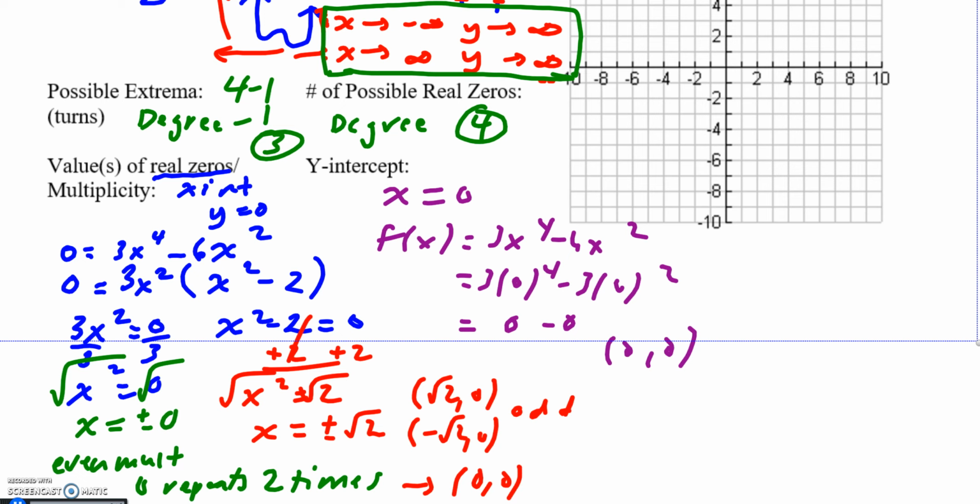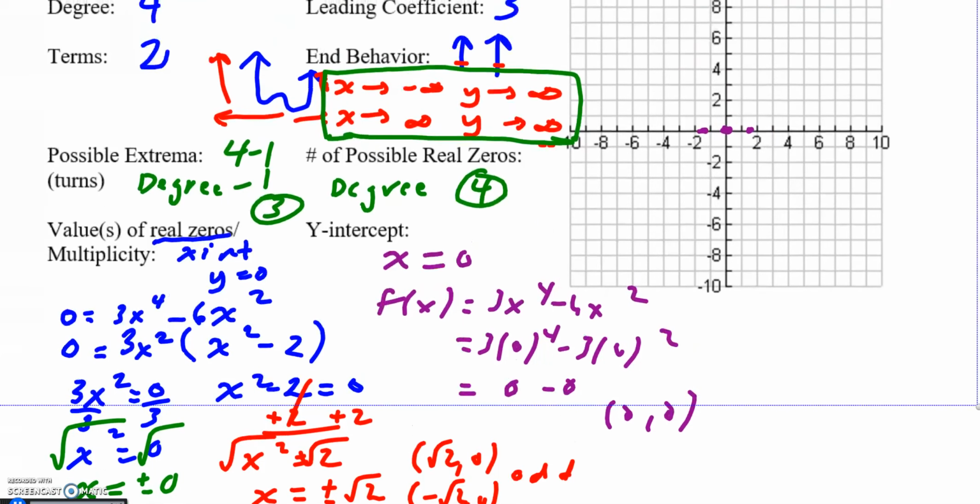Now, if I bring this all together and graph, the first thing I usually like to do is graph where this graph hits the x-axis. So I know there's 3 positions. I know it hits at 0, 0. I know it hits at root 2 comma 0, and root 2 is about 1.4, so it's going to be somewhere in the middle of 1 and 2, a little bit closer. Then I also have negative root 2, which is negative 1.4, so it would be about here. So I know that the graph is going to go through these 3 x-intercepts, and the y-intercept is the same.